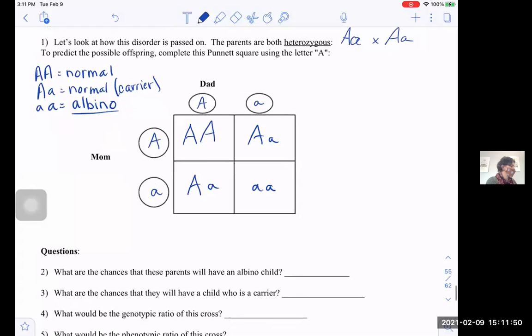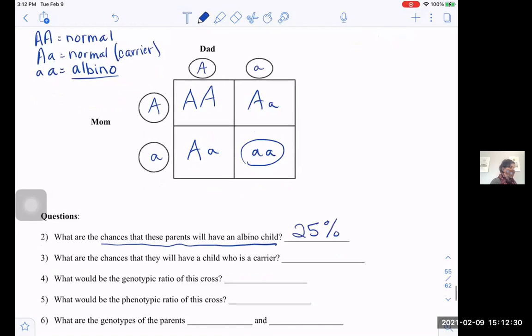So for instance, what are the chances that these parents will have an albino child? Yeah, 25%. So both parents were normal pigmented. They both look normal. And all of a sudden they give birth to a baby who's albino. Now they can say, oh my gosh, I'm a carrier because I had a baby that's albino. So a lot of times people don't know that they're carrying these recessive alleles until they've given birth to a child that has the disorder.